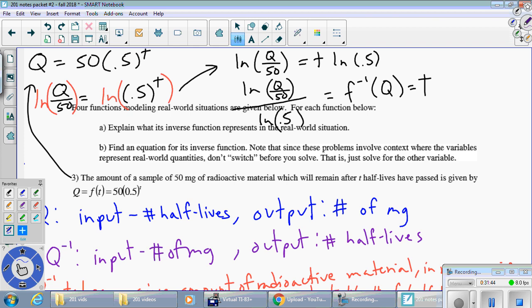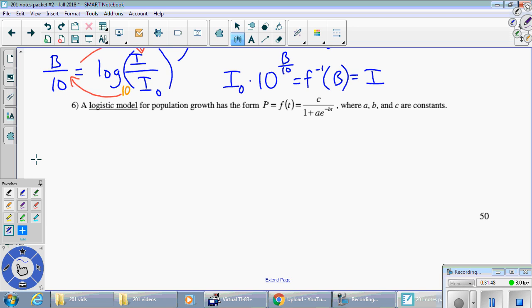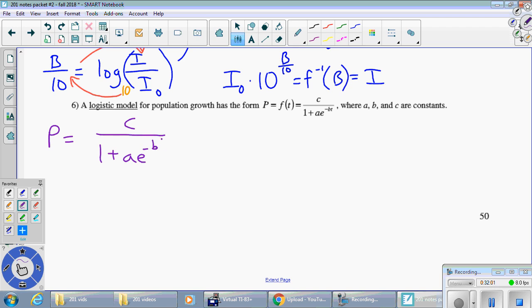Okay, and then the last one, number 6, a logistic model where A, B, C are constants, and we're trying to solve for little t. Let's give it a shot. P equals C over 1 plus A e to the negative bt. Okay, trying to solve this equation for little t.